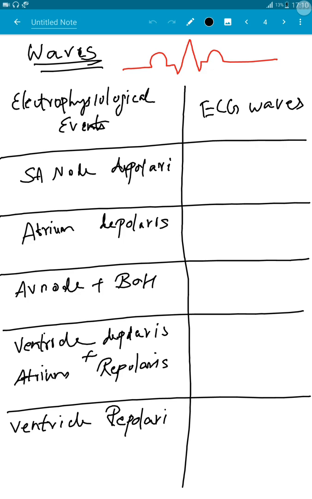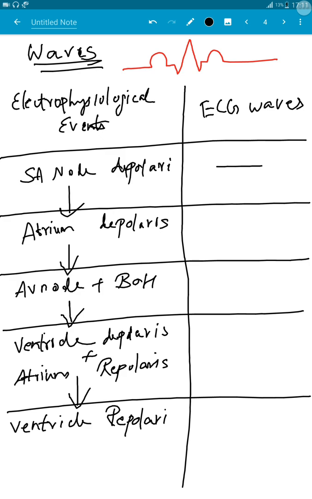First, there is a small rule. What does that rule mean? How the depolarization of the heart occurs. First, the pacemaker of the heart gets depolarized. That is the SA node. SA node first depolarizes, then the atrium, then the AV node and bundle of His, then the ventricle gets depolarized, and then the ventricle gets repolarized. This is the rule. When the SA node gets depolarized, there will not be much cardiac electrical activity, so the waves cannot be recorded. There will be no waves for SA node depolarization.